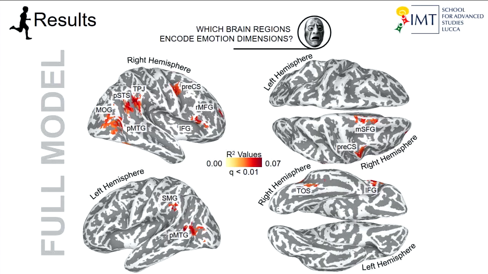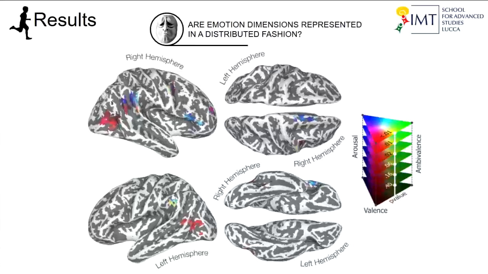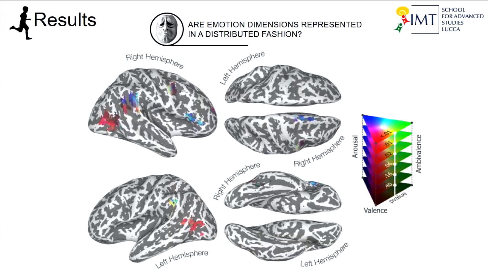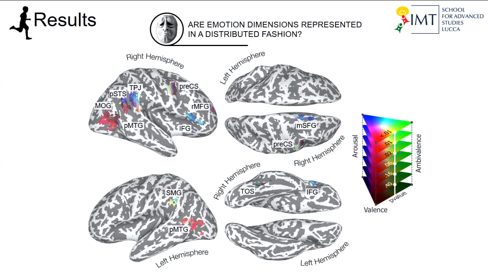And we can also observe a dominance of the right hemisphere compared to the left one, also in line with previous findings. After that, we wondered whether the emotion dimensions are represented in a distributed fashion, and to do so, we looked at the relative contribution of each dimension. Here we color-coded them: valence corresponds to red, arousal to blue, and ambivalence to green, and the luminance of the color also corresponds to the statistical significance, so a brighter color means a smaller p-value that we sampled from a log distribution.